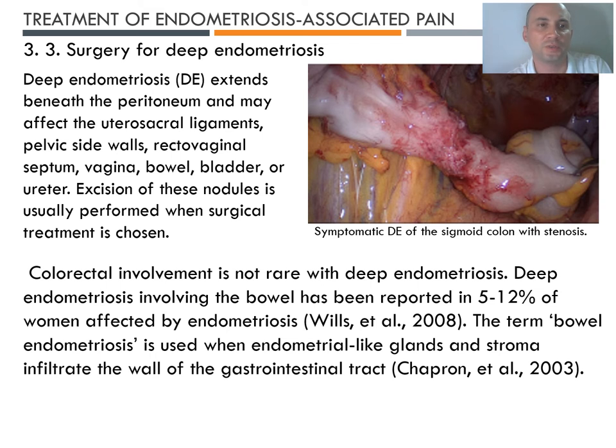Deep endometriosis extends beneath the peritoneum and may affect the uterosacral ligaments, pelvic side walls, rectovaginal septum, vagina, bowel, bladder, or ureter. Excision of these nodules is usually performed when surgical treatment is chosen. Colorectal involvement is not rare with deep endometriosis. Deep endometriosis involving the bowel has been reported in 5-12% of women affected by endometriosis. The term bowel endometriosis is used when endometrial-like glands and stroma infiltrate the wall of the gastrointestinal tract.